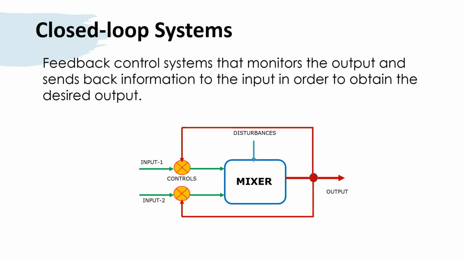The sensor on the output monitors the mixture composition and sends a signal to either or both controllers on the input to make the necessary adjustments in order to get the desired mixture property.